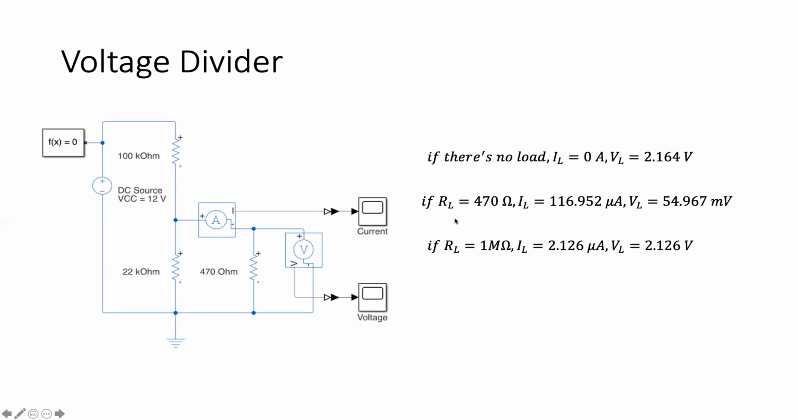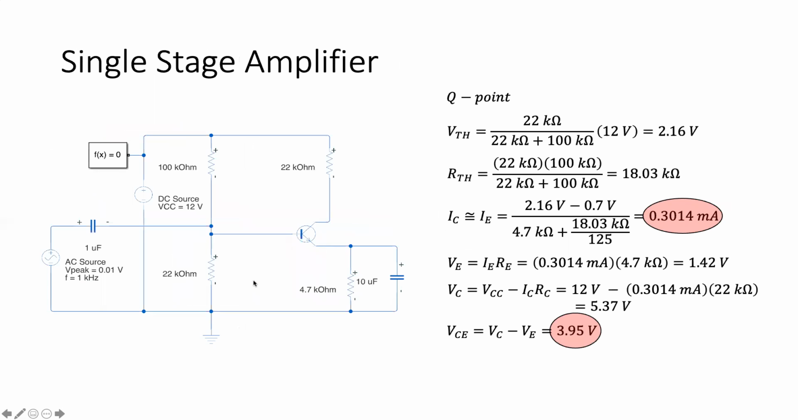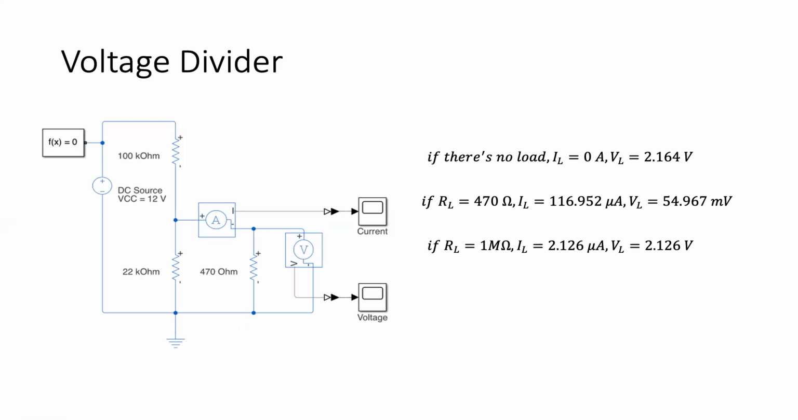Okay, now if you add the load resistance, ano magiging effect ng load resistance? Okay, ang magiging effect ng load resistance ay, syempre, magkakaroon ka na ng current dito ngayon. So meron ka ng current na dumadaan dito sa load resistance. At ang current na yan is 117 microamperes. Okay? And yung voltage dito is 55 millivolts.